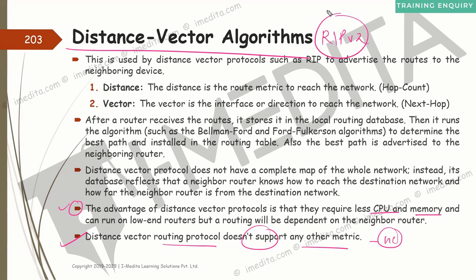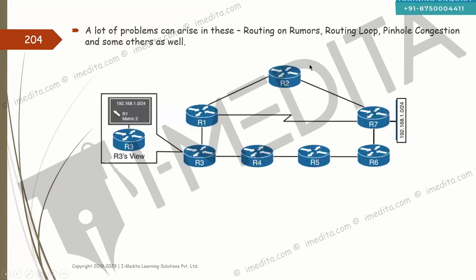So the RIP routing protocol, you will very hardly see in any production environment. This is how the distance vector routing protocol runs. Distance vector routing protocols actually run based on the distance vector algorithm. If you have any doubts or questions, let me know right there.